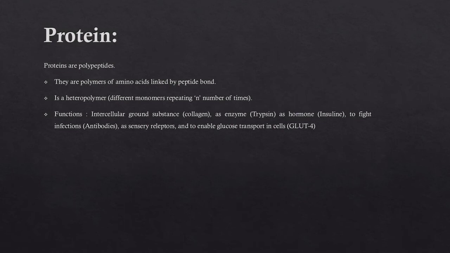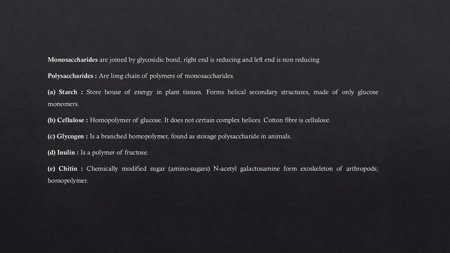Now trypsin we already know. What does it do? It is present in the pancreas, pancreatic juices, right? Basically it helps to digest the protein, right? So as hormone, insulin, to fight infections, antibodies, as sensory receptors, and also enable glucose transport in cells. Fine. So this was all about the protein, which plays an important role as a biomolecule in a living organism's life.